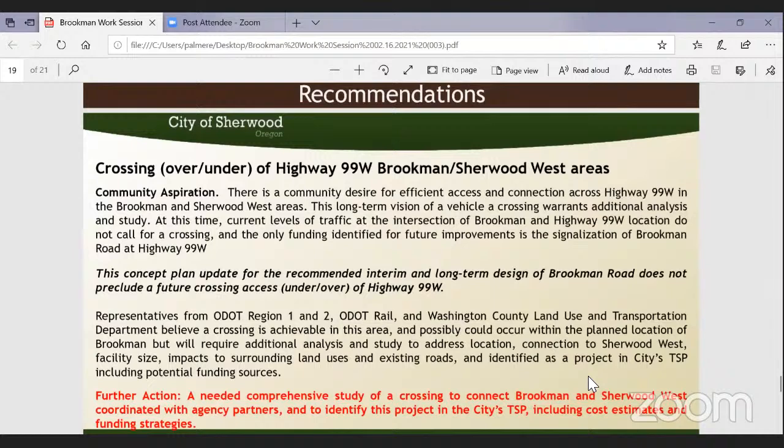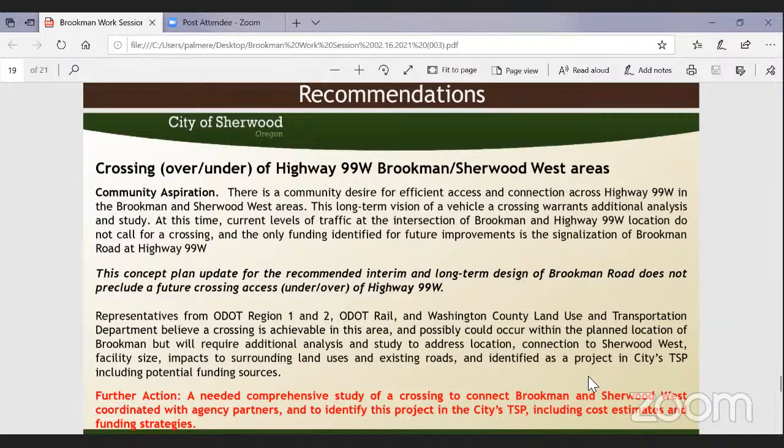And then as we move forward, we heard from the community. There's the community aspiration for some type of grade separated crossing between Brookman and Sherwood West. And speaking to all of our agency partners, this could possibly occur in the existing preferred alignment scenario. But it will just require some additional analysis and study to address questions. So further action is needed.